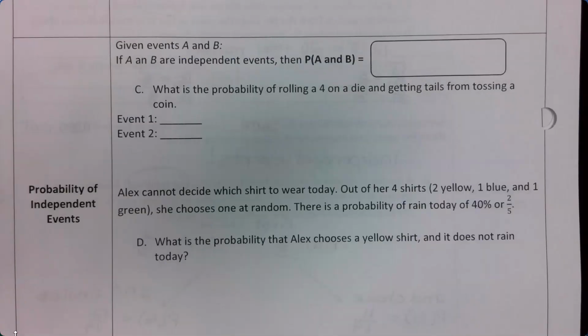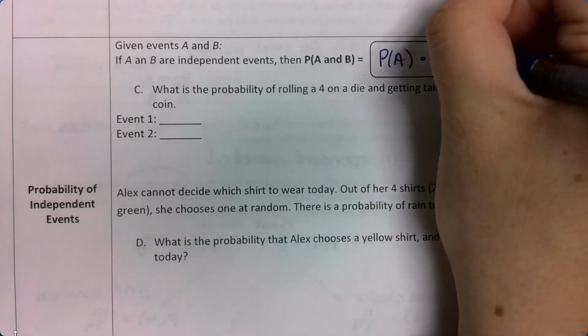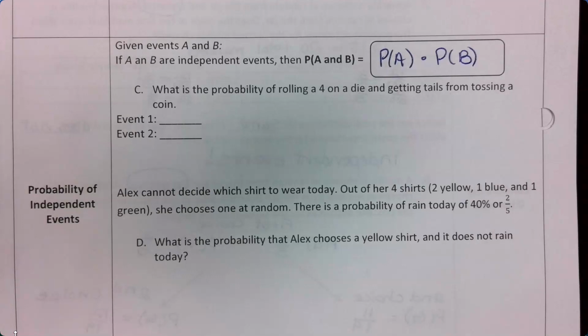Okay, so the next thing we're looking at is our probability of independent events. If I know that my two events are independent, then the probability of A and B is found by taking the probability of A and multiplying by the probability of B.